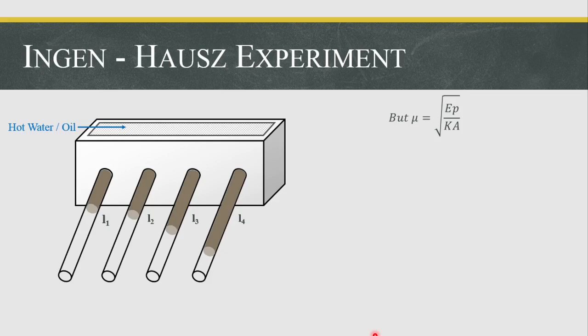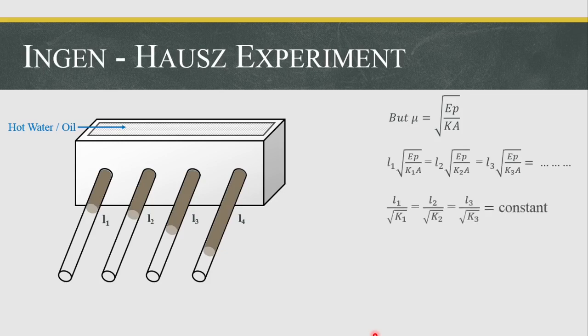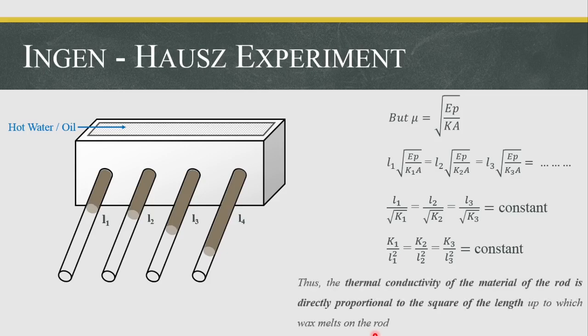By putting this value in above equation, we can write L1 into root of EP upon K1A is equal to L2 into root of EP upon K2A and so on. Or we can write L1 upon root of K1 equal to L2 upon root of K2 is equal to L3 upon root of K3 equal to constant, or K1 upon L1 square is equal to K2 upon L2 square is equal to K3 upon L3 square is equal to constant, or we can say K is proportional to L square, or simply we can say thermal conductivity of material of rod is directly proportional to square of the length up to which wax melts on the rod.